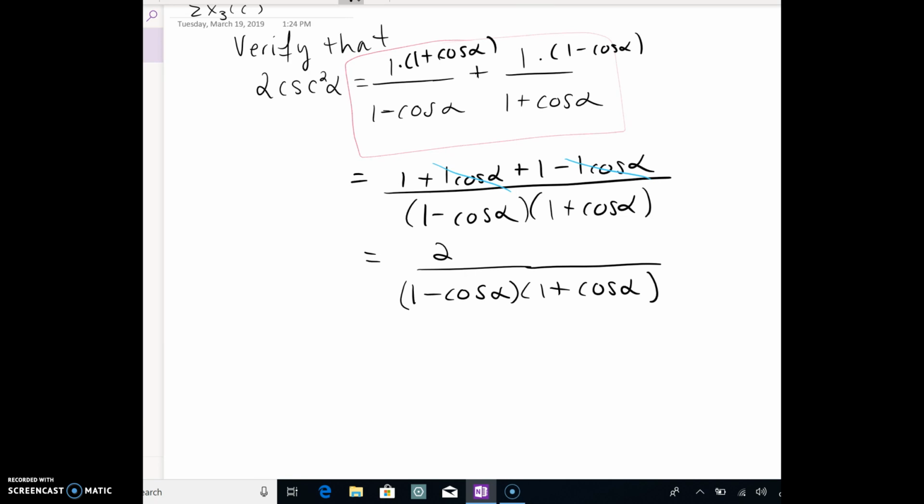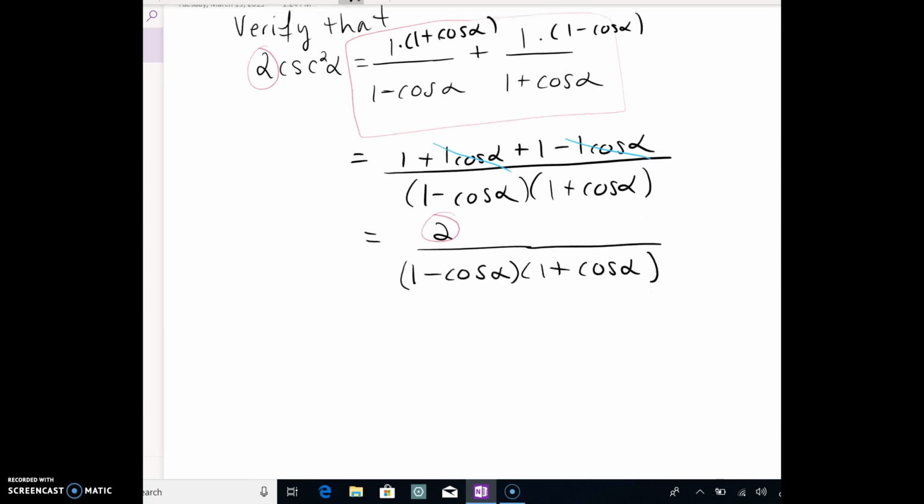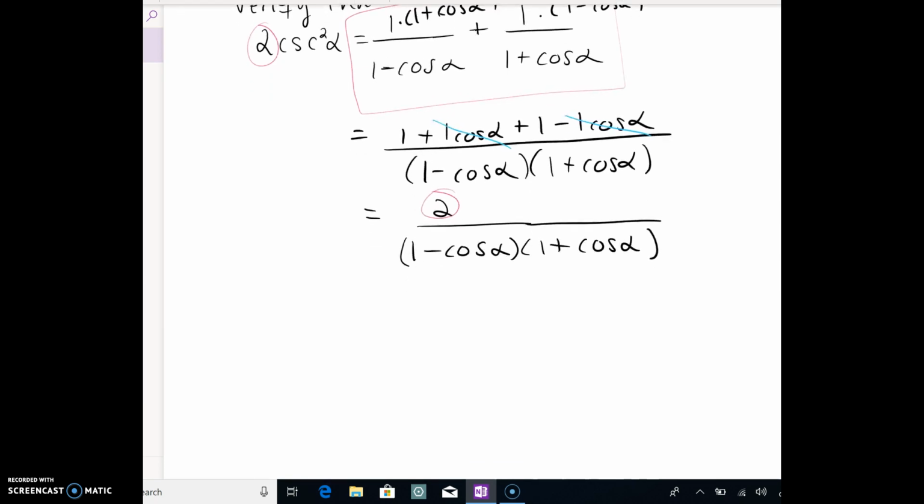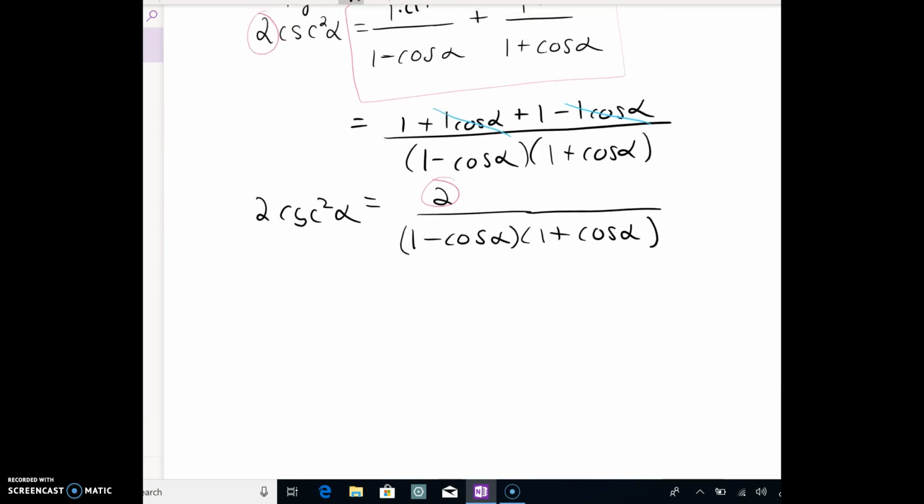Okay, very exciting. You know why I'm excited? You see the 2? You see the 2? That means we're on the right track. Okay, and again, the idea is, let me bring this down with it, 2 cosecant squared alpha. The idea is we want to turn this right-hand side into the left-hand side. And we have a single term on the left-hand side, so we're going to FOIL out the denominator in hopes of finding some type of identity or some type of way for us to reduce it.